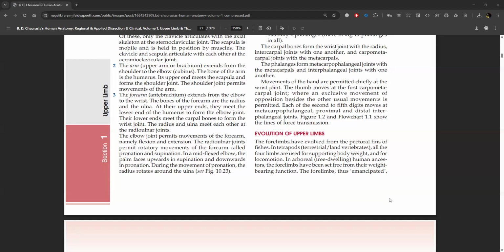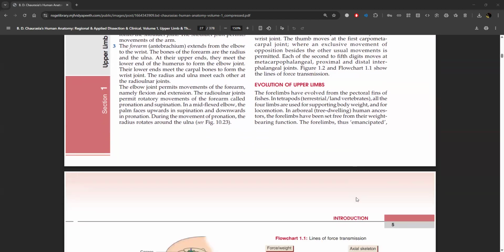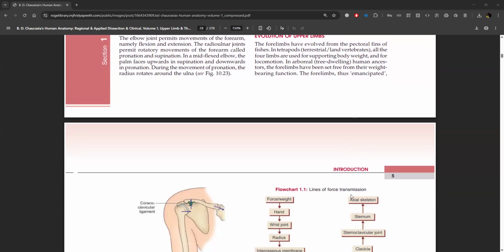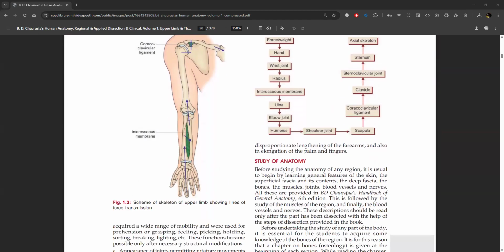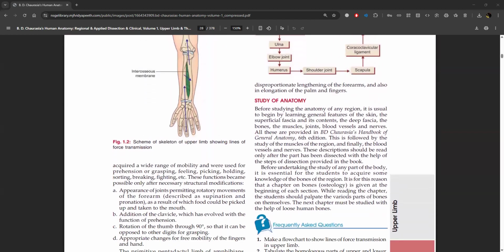Evolution of upper limbs. The forelimbs have evolved from the pectoral fins of fishes. In tetrapods, all the forelimbs are used for supporting body weight and for locomotion. In arboreal human ancestors, the forelimbs have been set free from their weight-bearing function. The forelimbs, thus emancipated, acquired a wide range of mobility and were used for prehension or grasping, feeling, picking, holding, sorting, breaking, fighting, etc.